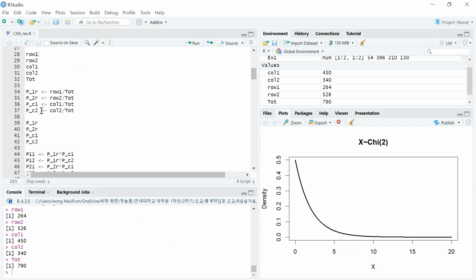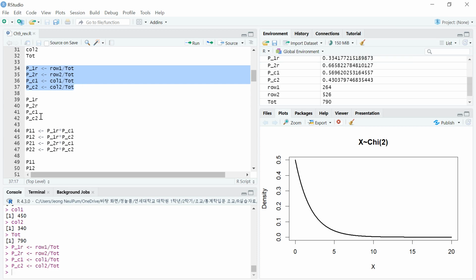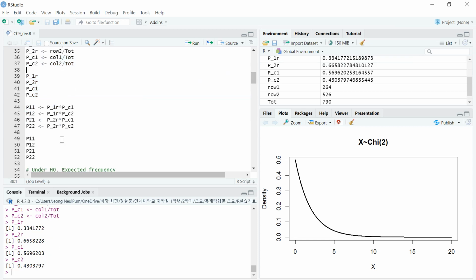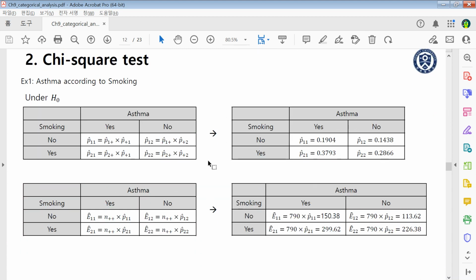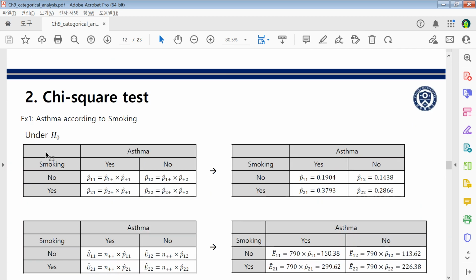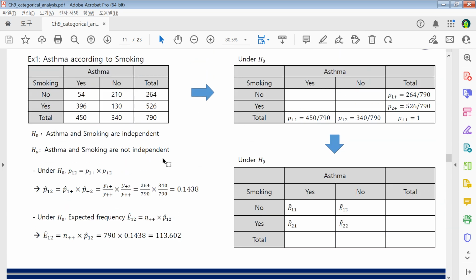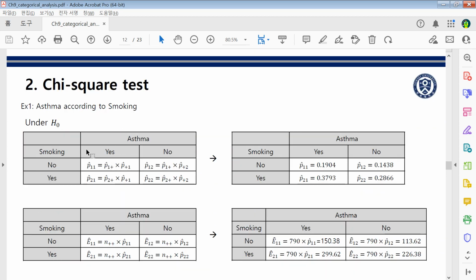So it is very easy. So you can also get each value, and then you can also see each value. Because we are assuming in the null hypothesis that each category has no relationship with each other, so we assume independence among the categories.